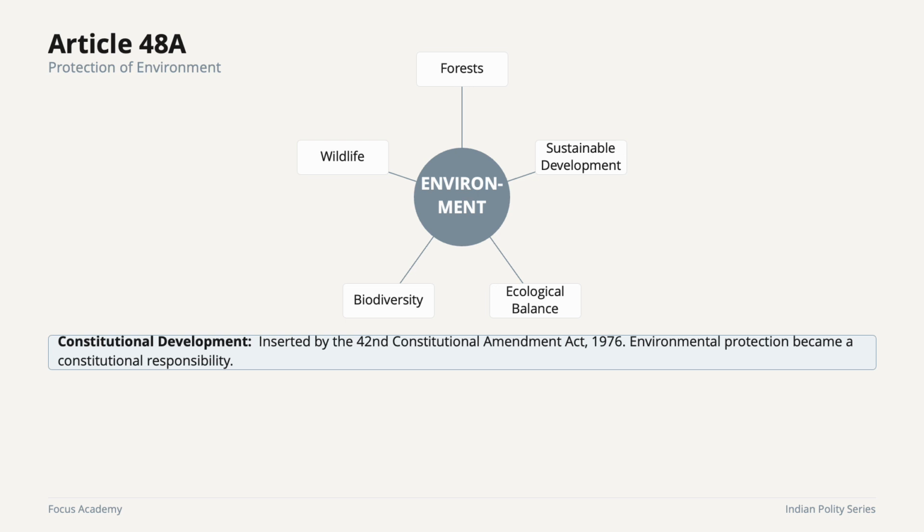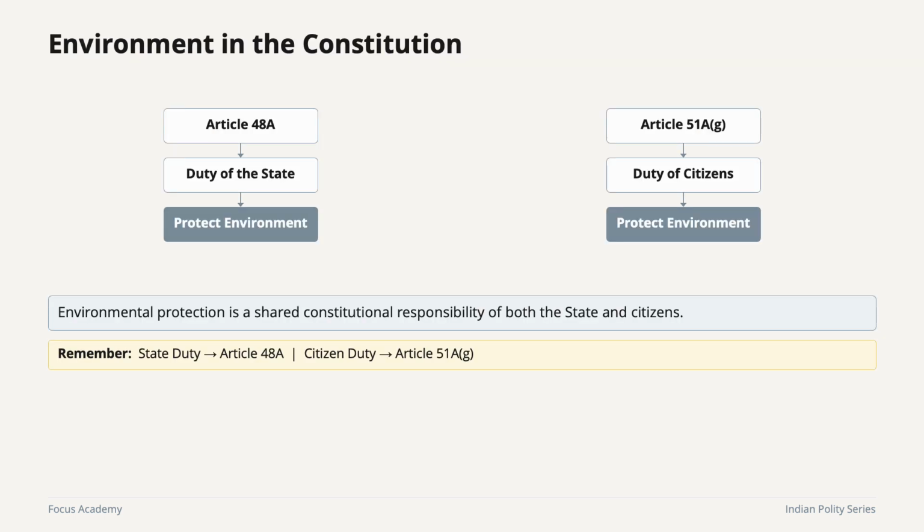Again, it was inserted by the 42nd Amendment Act. So a lot of DPSPs were inserted by the 42nd Constitutional Amendment Act, okay? Which is why the 42nd Constitutional Amendment Act is also known as the mini Constitution of India. It is a very important point for your preliminary examination. You're likely going to get asked this question 1 out of 5 times, every 5 years: which amendment is known as the mini Constitution of India? 42nd Amendment. You have to remember it very clearly.